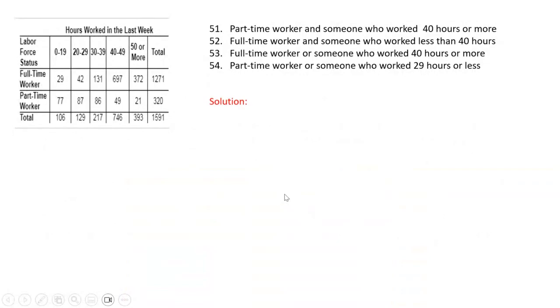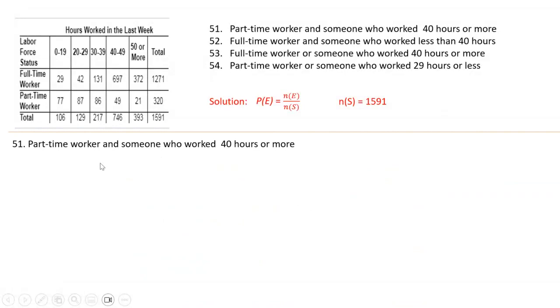Now number 51 through 54. Again, same formula. The sample space is the same, 1,591. So here we go. Number 51. A part-time worker and someone who worked 40 hours or more. So here, guys, the keyword is and. Okay? So let's go here. So part-time worker. Let's see.